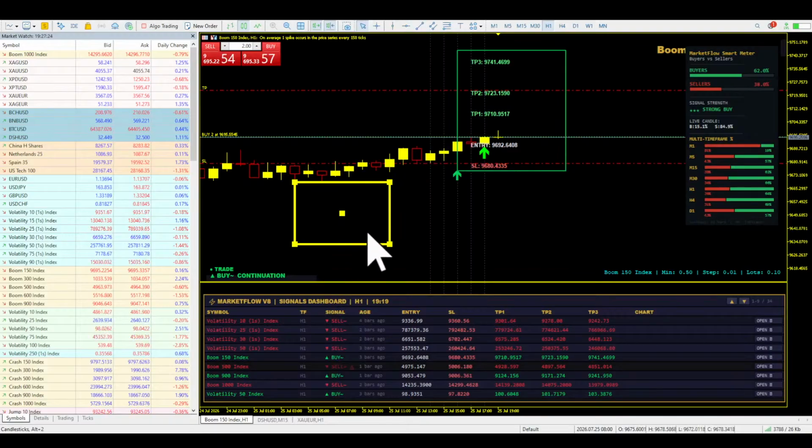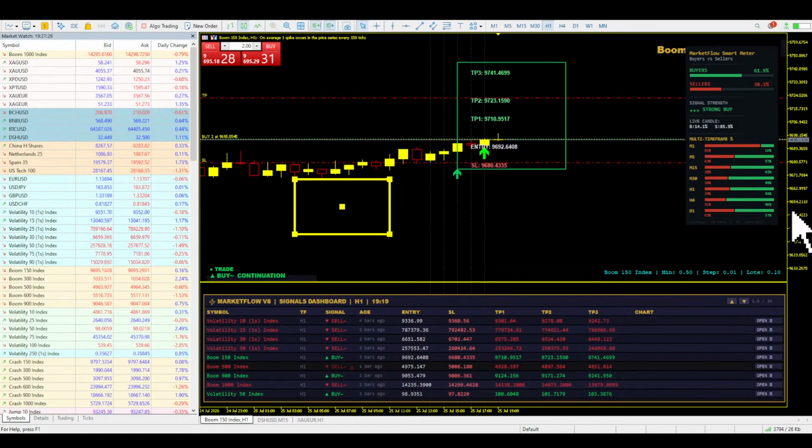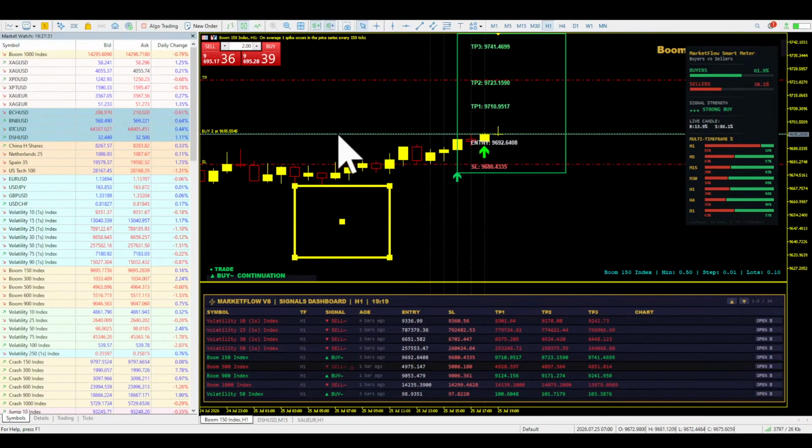We're not trying to waste time, guys. Okay, but anyways, Boom 150 index on the H1 chart. You know, this is something that's also tradable on a small account.